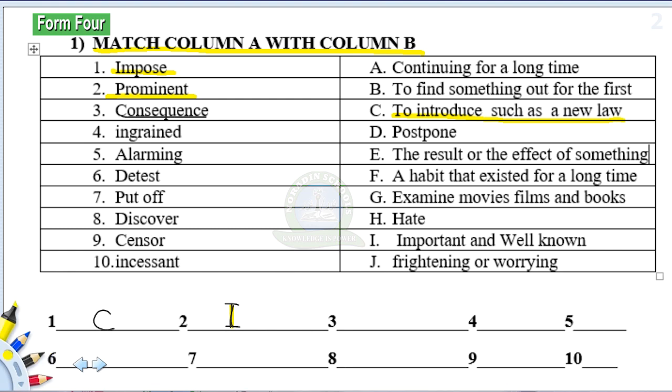Okay, what about consequence? Consequence is the result or the effect of something. The result or the effect of something. So this is E. E is correct. Consequence, the result, the effect of something.